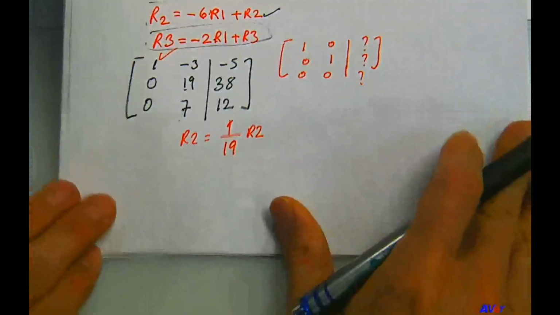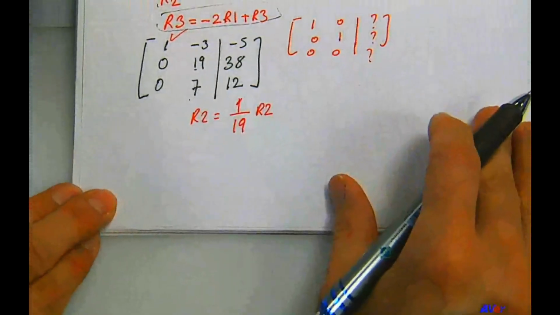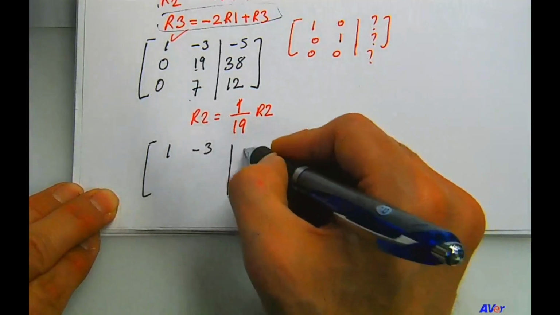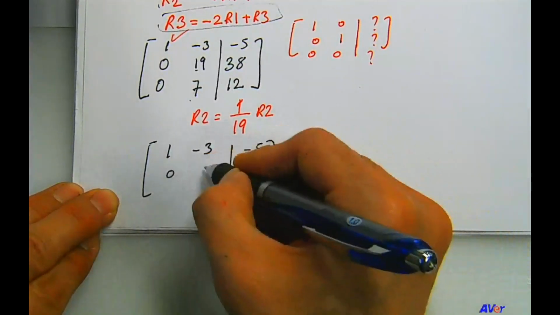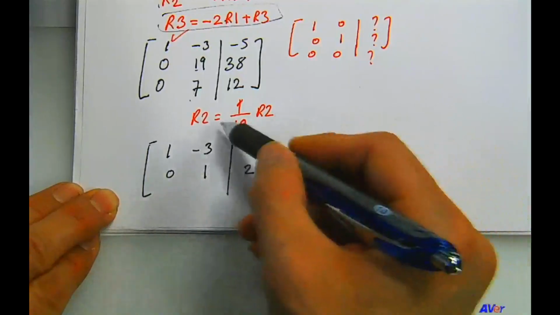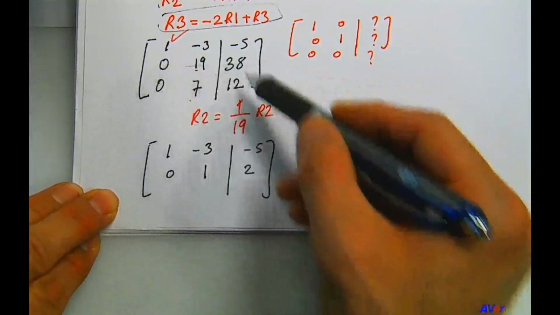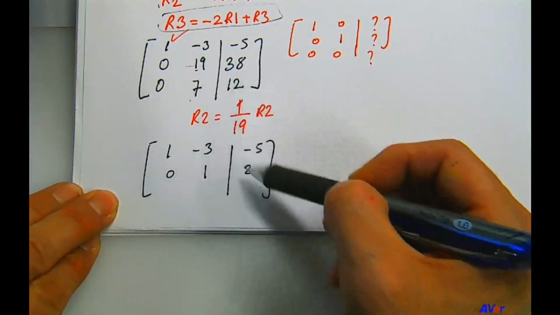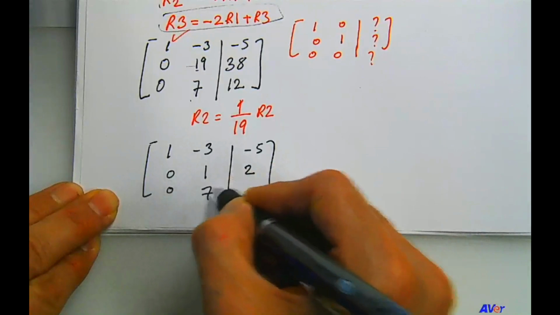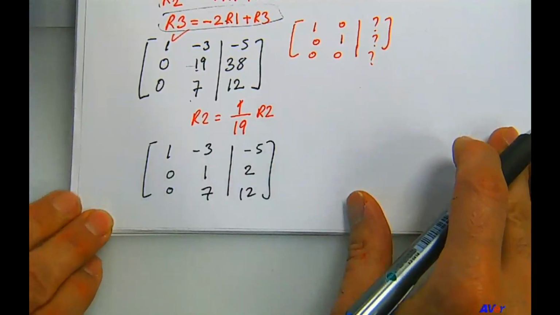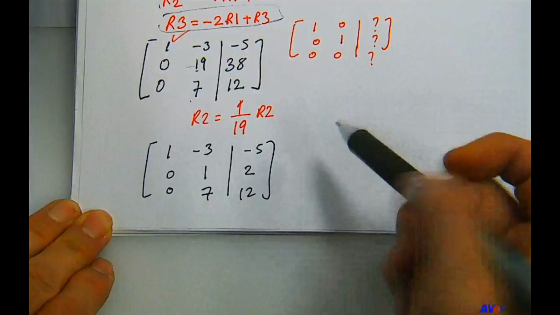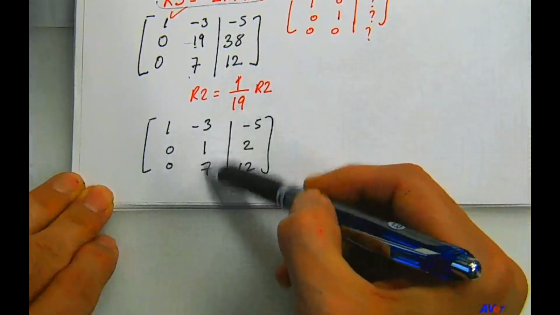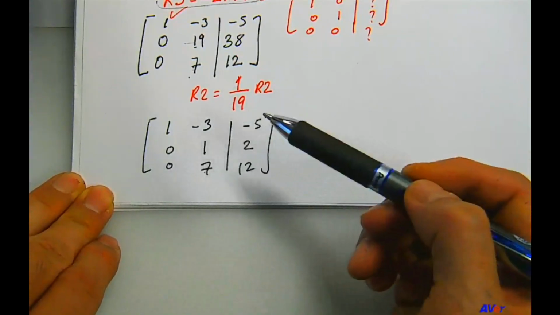Okay. Doing that, we're going to get this next matrix. Right? 1 over 19 times this, we get 1. 1 over 19 times 38, we get 38 over 19, which is 2. And then 0, 7, and 12. Okay, so now our objective is to convert the -3 and 7 to zeros, right?